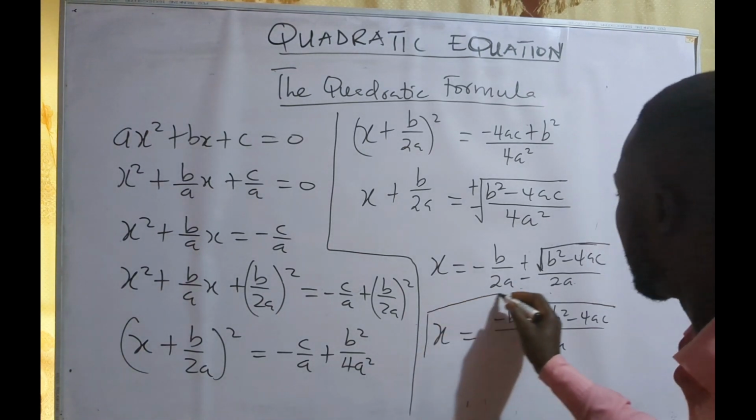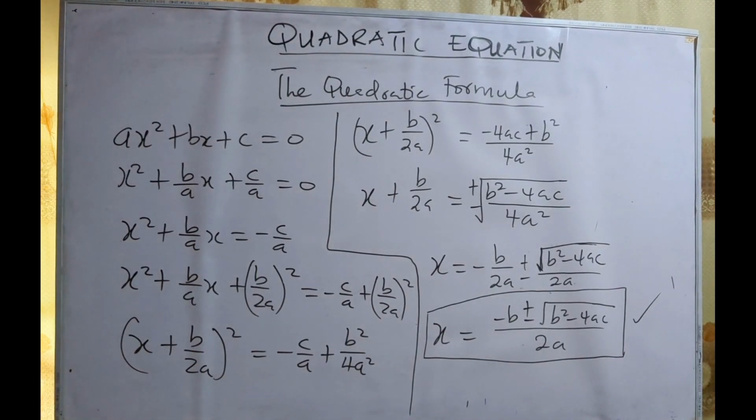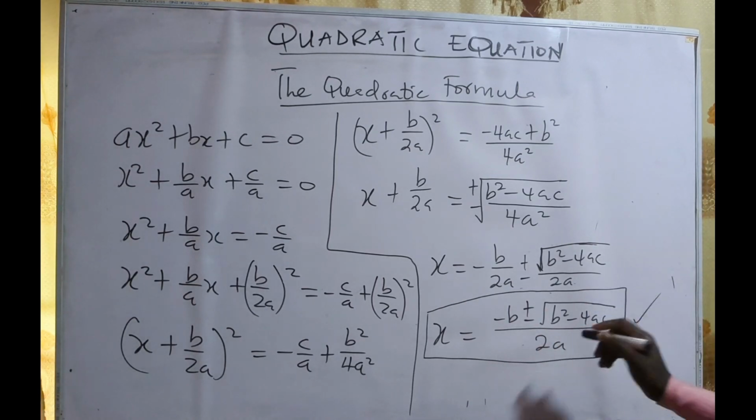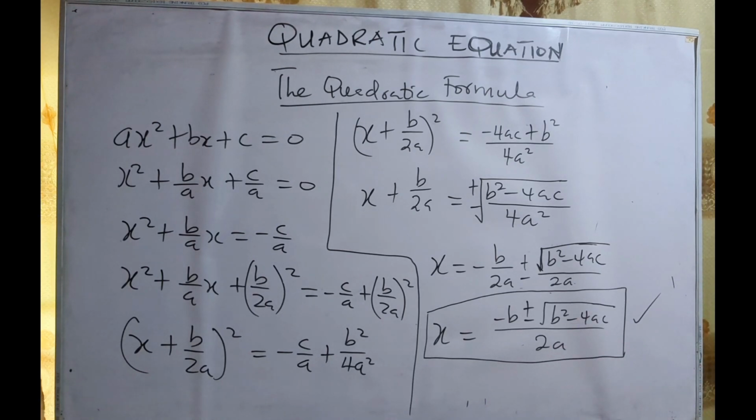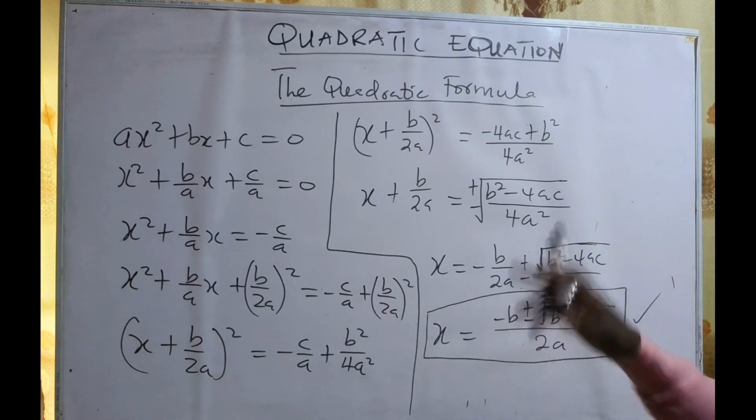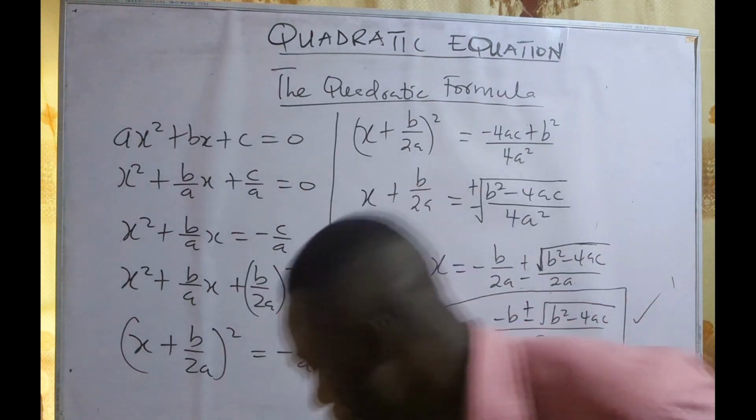So this is our quadratic formula. X is equal to minus b plus or minus square root of b squared minus 4ac all over 2a. We are going to use this quadratic formula to also solve some quadratic equations. Alright, so put it in your head: x is equal to minus b plus or minus square root of b squared minus 4ac all over 2a. I believe you have gotten the formula.